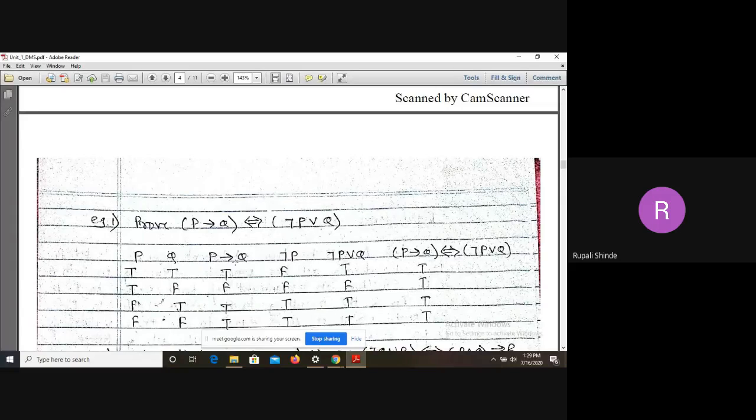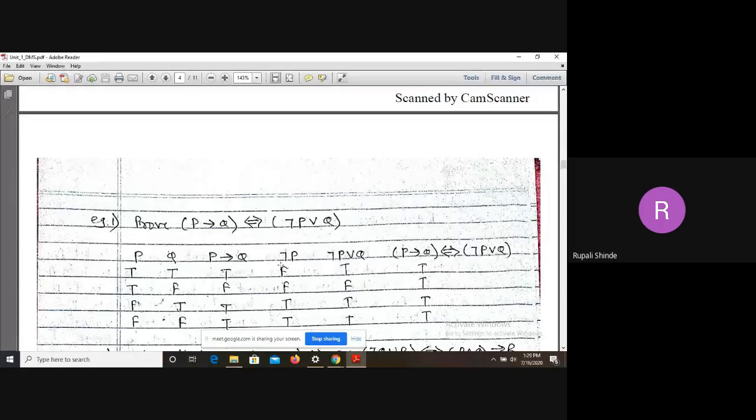Now for P conditional Q, what is the rule? If P has truth value T and Q has F, then only the final value is F. Otherwise, it will remain true. Now check here. In the second row, P has truth value T and Q has truth value F. That's why the final value is F. And for all other combinations, it will remain true. Okay.